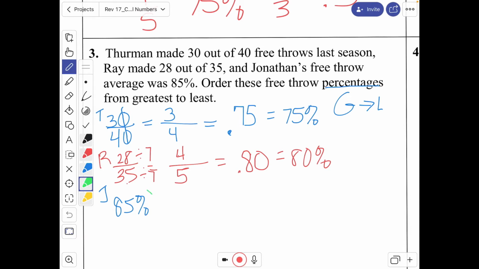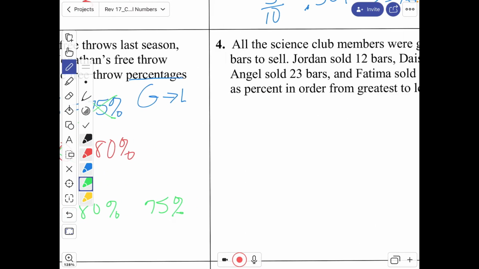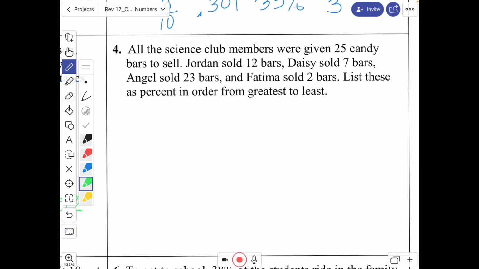Which of those is the greatest? 85% is the greatest. And then 80. And then 75%. The next one is the same. See if you can do that one by yourself. You can even pause the video and see if you can do it by yourself.